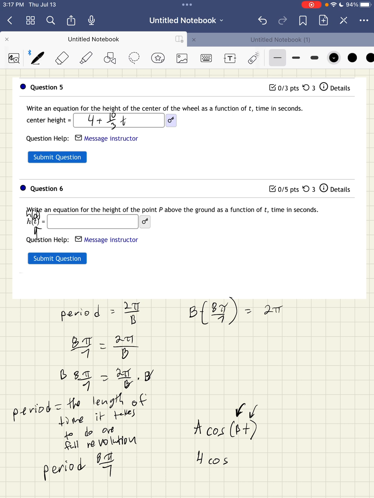Now I can multiply both sides by the reciprocal of 8 pi over 7, which is 7 over 8 pi. So these are going to cancel, those are going to cancel. I'm just going to get b on this left-hand side of the equation, and over here the pi's are going to cancel, and then 2 divided by 8 gives me 1 over 4. So b ends up being 7 over 4. So there is our equation.